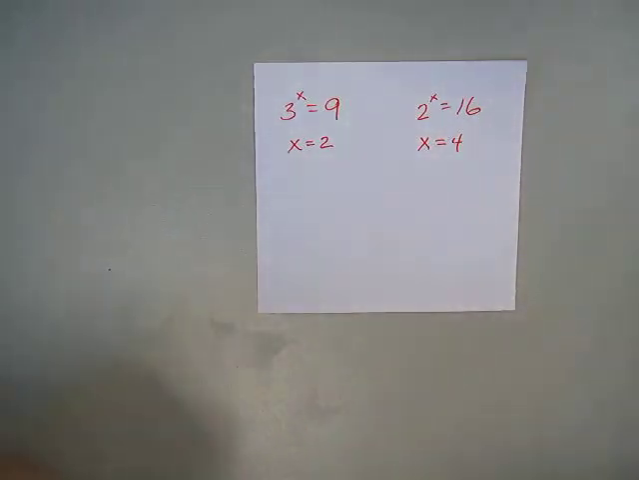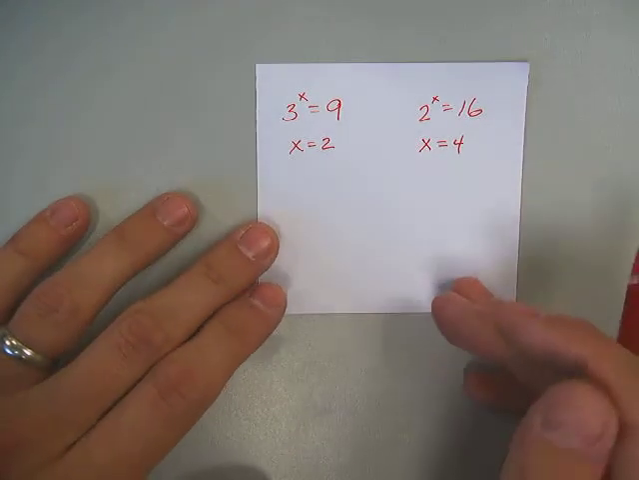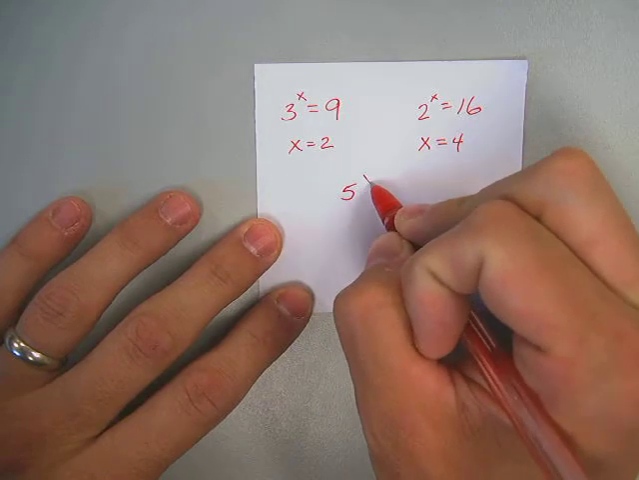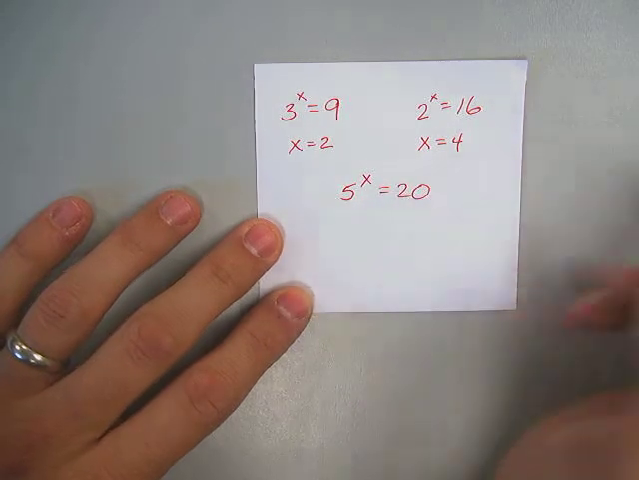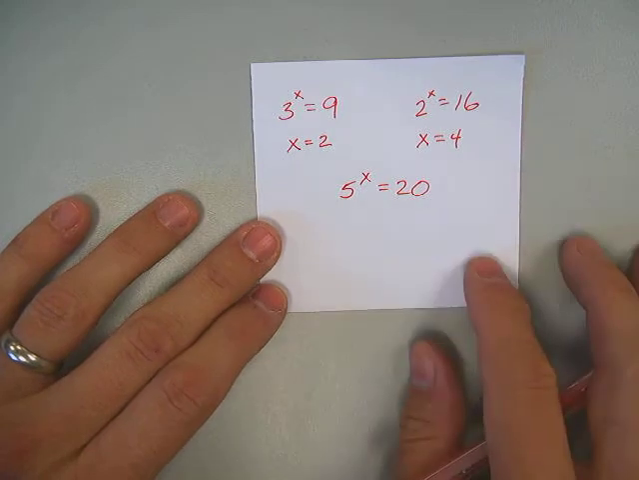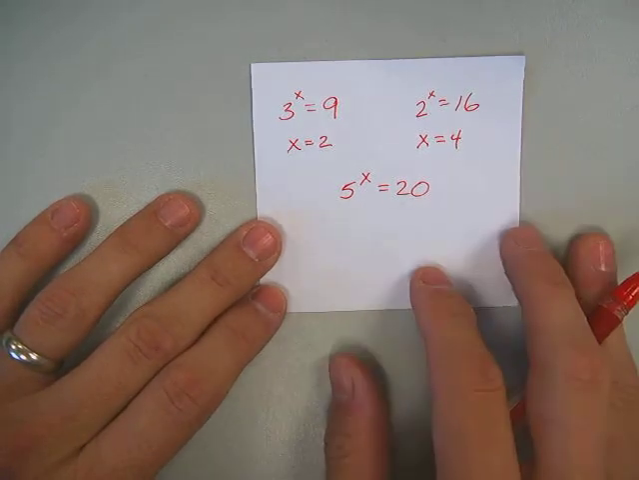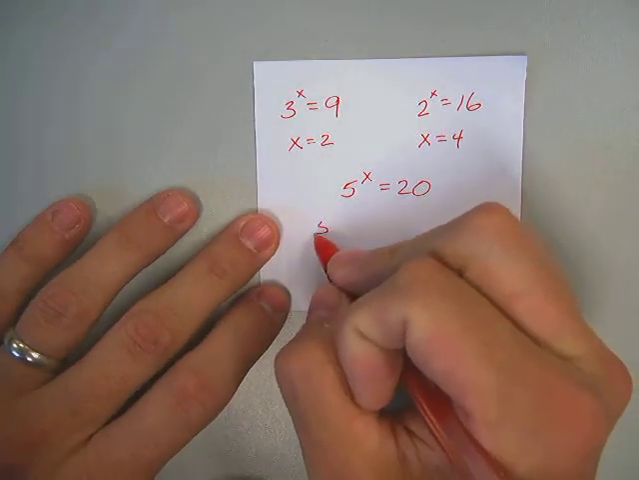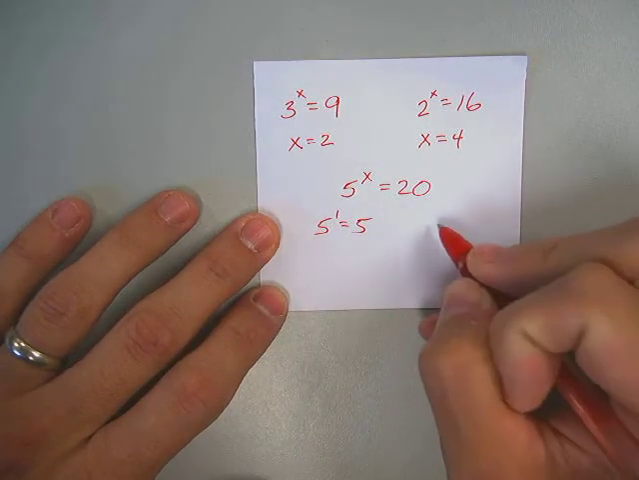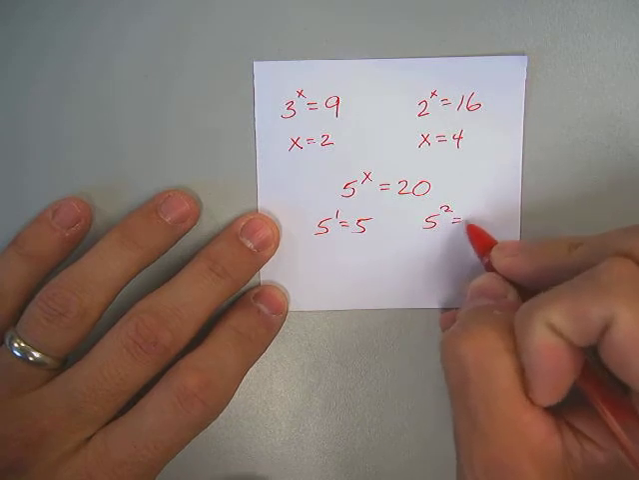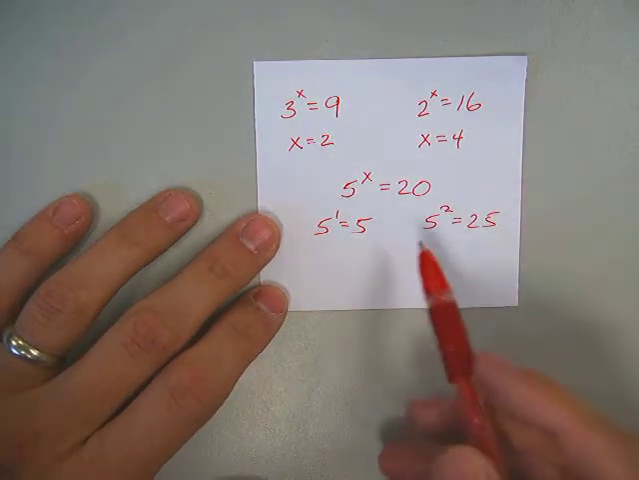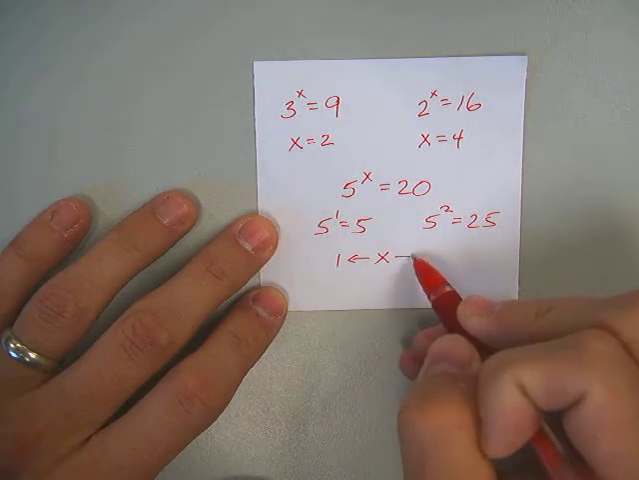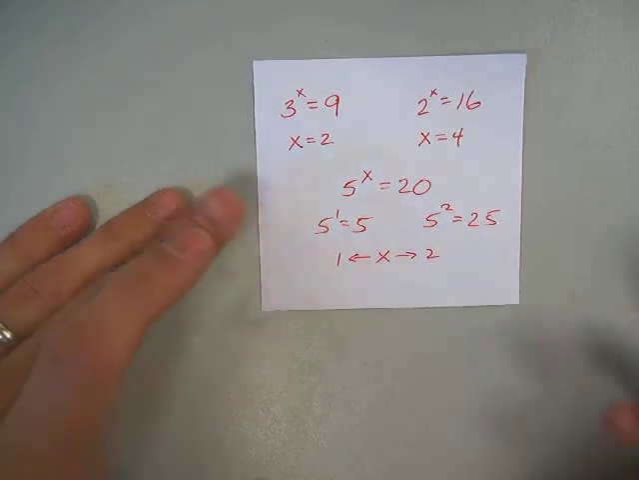Now, my point here is not to just give you some simple exponential equations, but rather it'd be something more along these lines. 5 to the x equals 20. What does the exponent have to be for 5 to that power to equal 20? Well, that's not quite as easy, because I know that you know that 5 to the first equals 5. I know that you know that 5 to the second equals 25. So that tells us that our answer is somewhere in between 1 and 2.